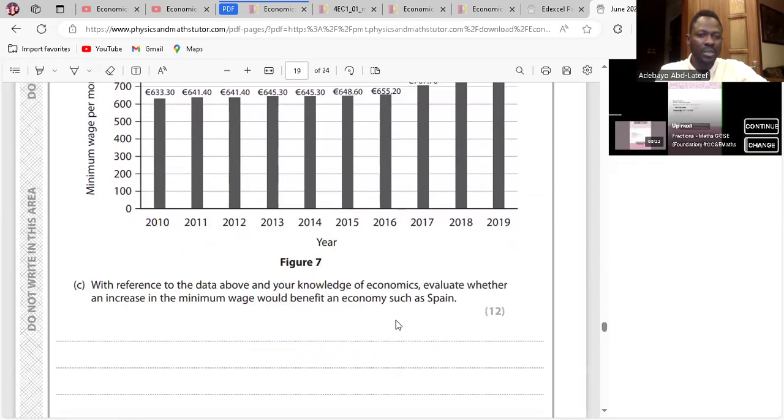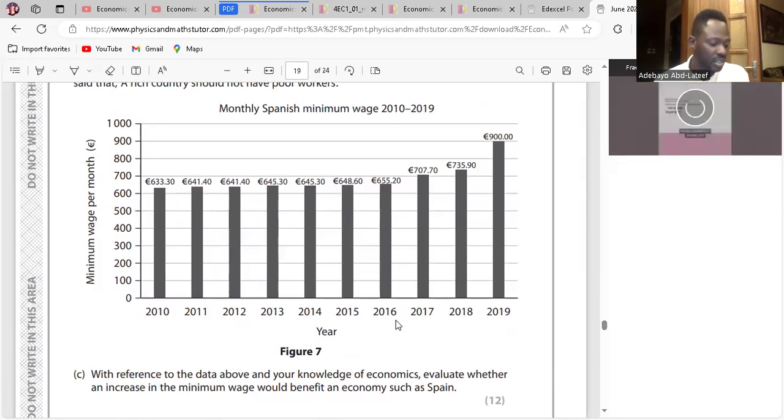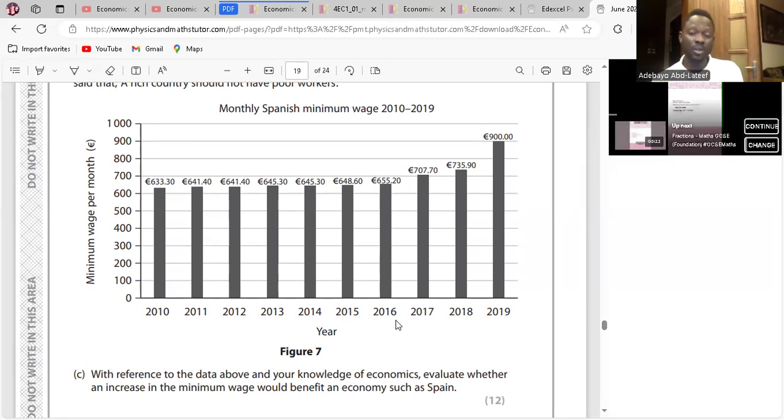We have the case study. So with reference to this chart and your knowledge of economics, evaluate whether an increase in minimum wage would benefit an economy such as Spain. First, what is minimum wage? The minimum wage is the legal payment employers should pay the lowest ranked employees in an economy.